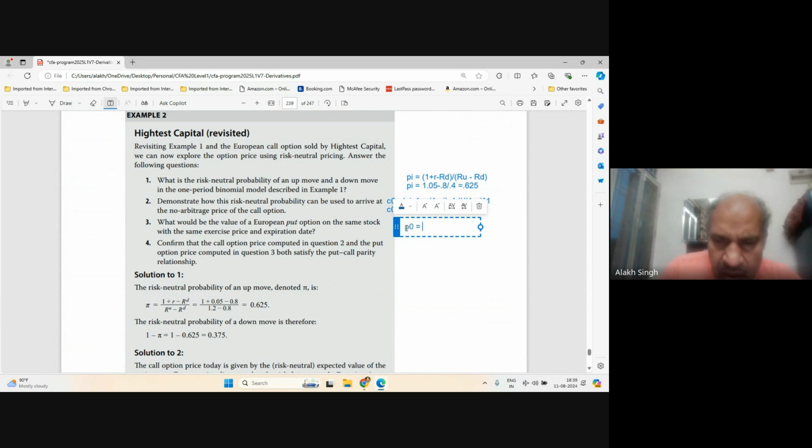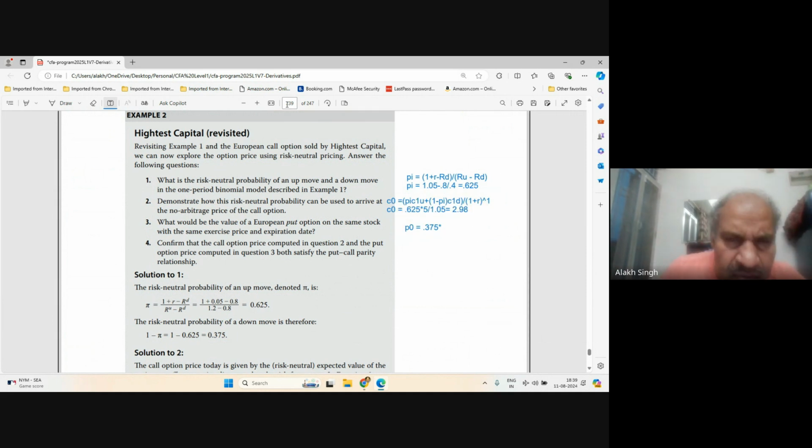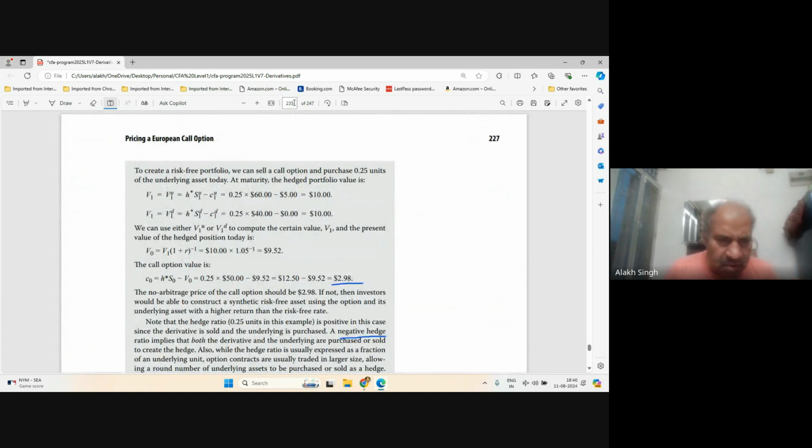P0 is equal to pi times put 1. So that will be 0, because when the price goes up, the first part is 0. And 1 minus pi means 0.375 times what was the put value? Let's go up, and then only we can calculate, no? So why not put it 235, and let me go a bit up more.